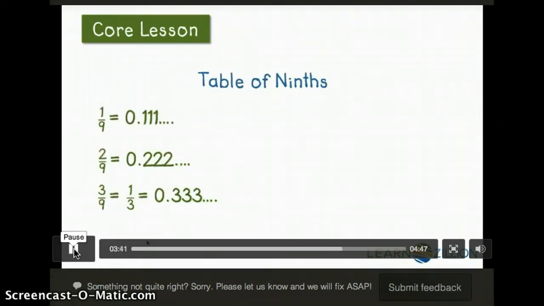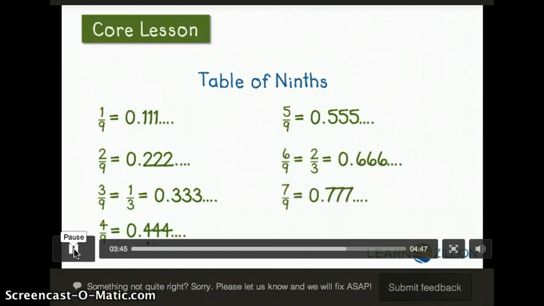An interesting fact is the table of ninths. If you look at how this works, 1/9 is 0.111, 2/9 is 0.222, 3/9 is 0.333, and so on. So that makes it very easy to remember.